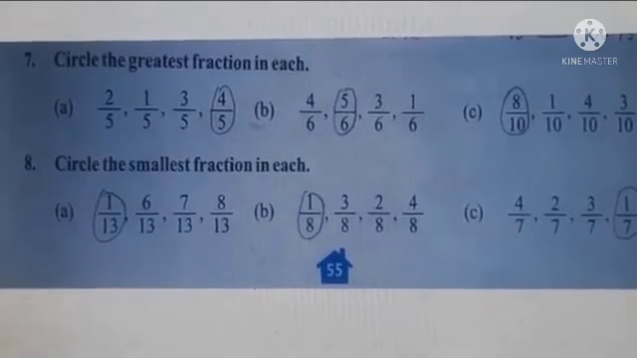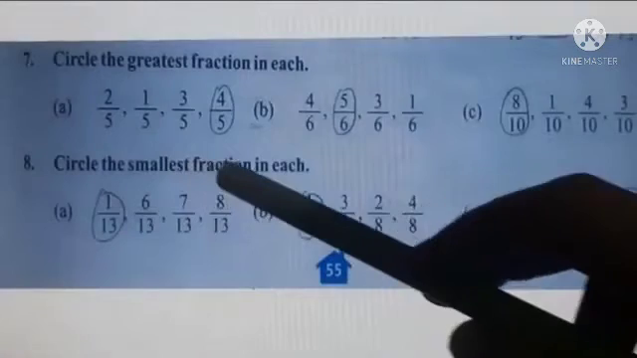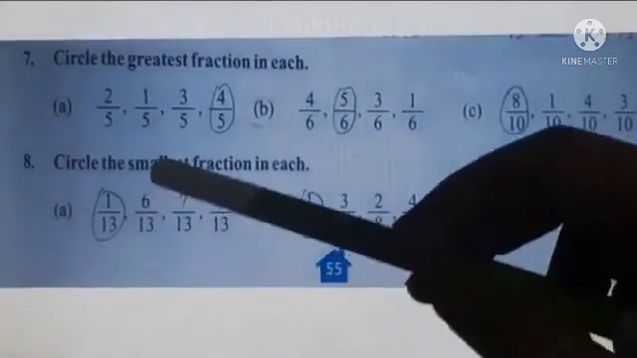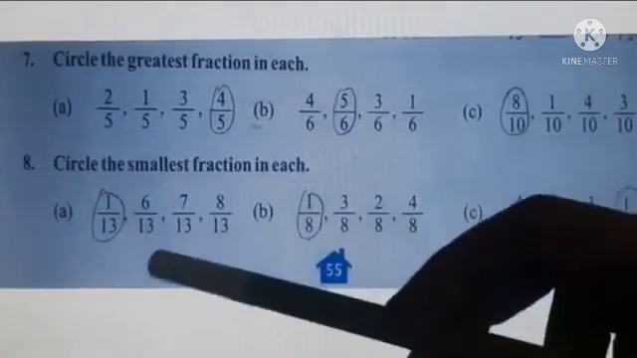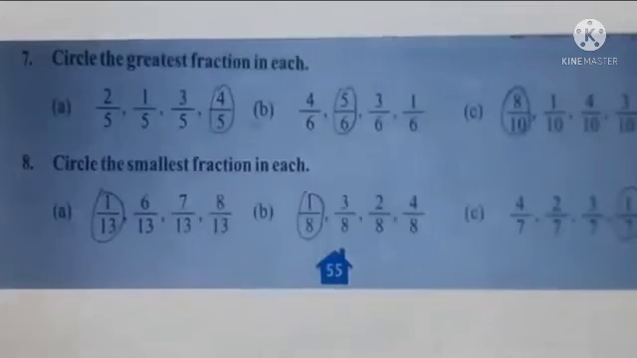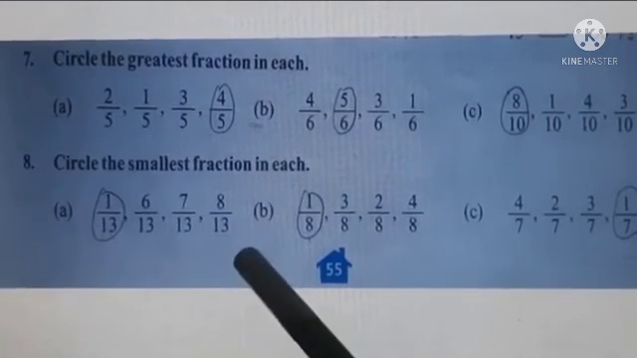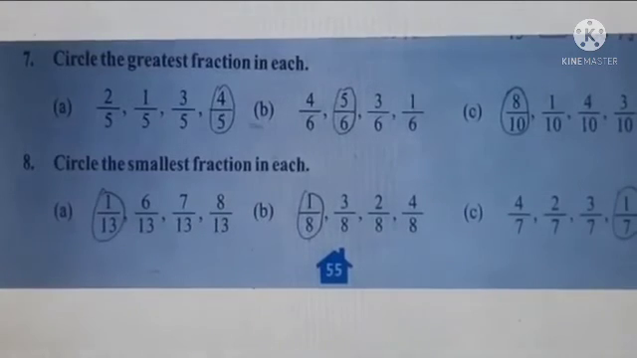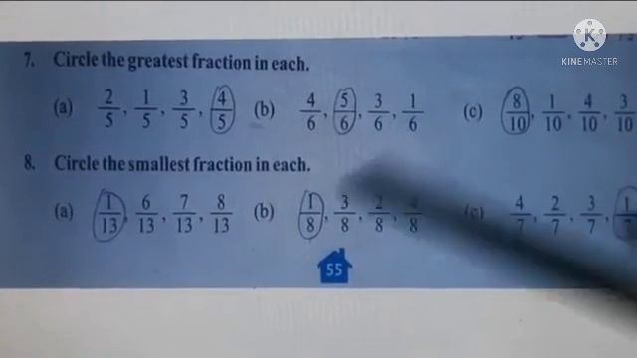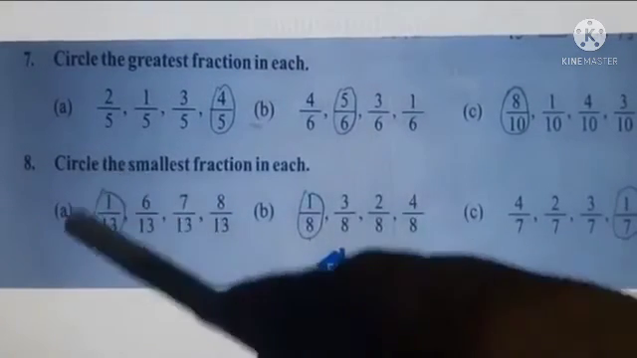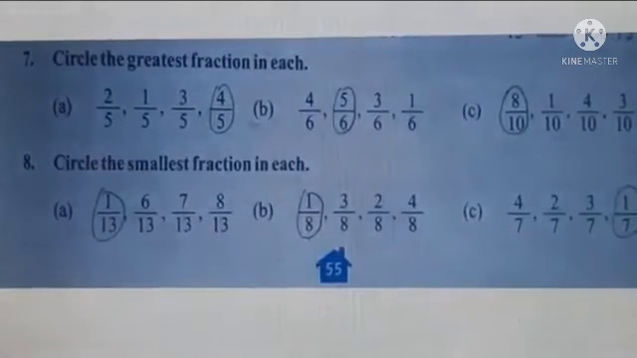Now our question number 8. Circle the smallest fraction in each. Now we have to circle the smallest fraction. A part is here, 1 upon 13, 6 upon 13, 7 upon 13, 8 upon 13. Again, like fractions are these, denominators are same, so we will check the numerator. The fraction whose numerator is smaller will become the smallest fraction. So 1, 6, 7, 8, the smallest is 1. Smallest fraction will become 1 upon 13.